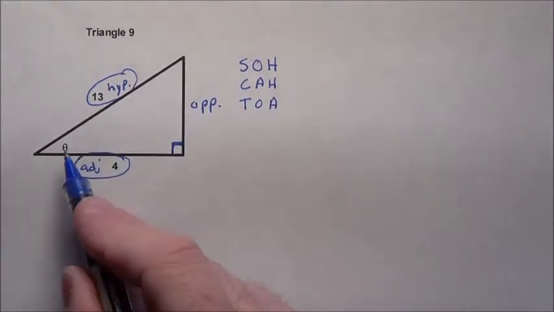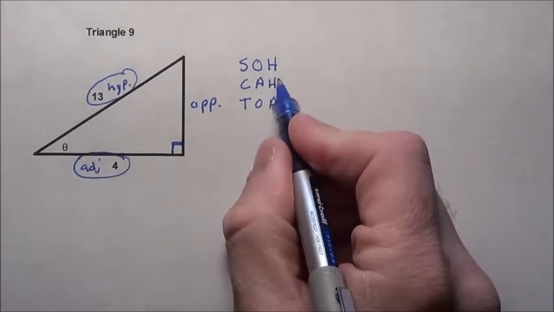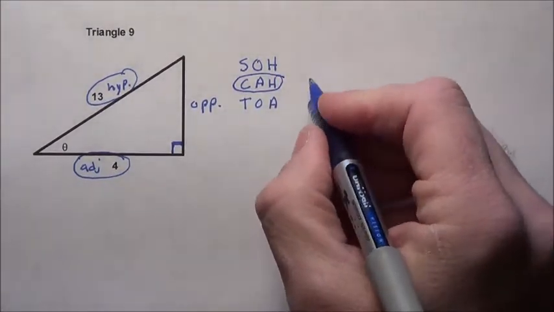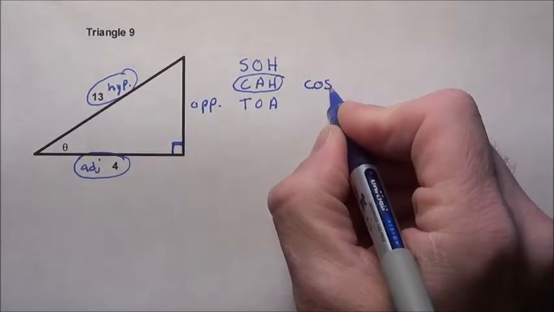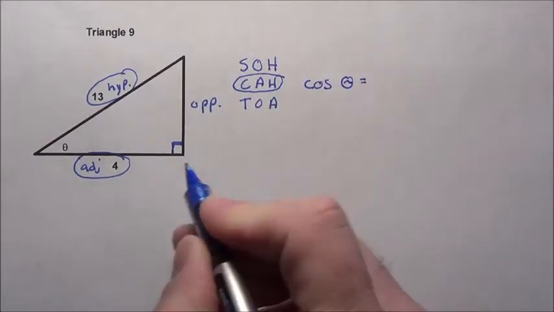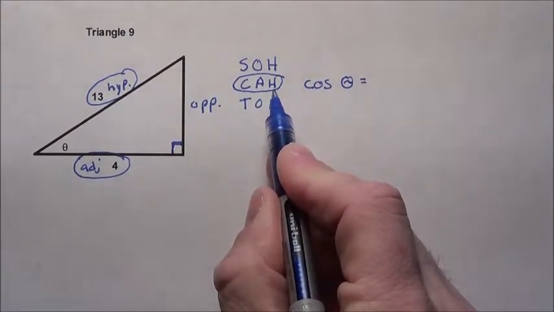All right, here we go with theta. We have adjacent, hypotenuse. Adjacent, hypotenuse, that's going to be the little c here. C is the cosine function. So we have the cosine of the angle. Do we know the angle? No. So I just put cosine of theta is equal to adjacent side divided by hypotenuse side.